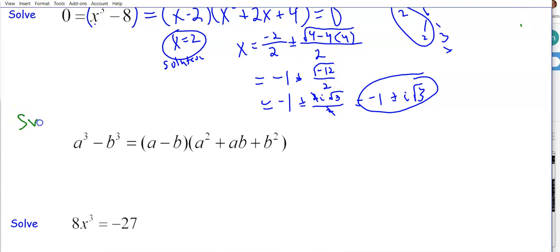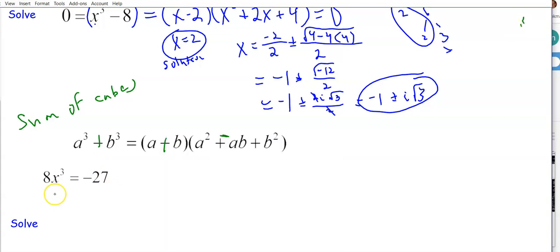The sum of cubes formula is the same as the difference of cubes, except this is a plus, this is a plus, and this is a minus here. So it's a minus. The last plus is always still the same, it's still a plus. Okay, so to solve this one, first of all, it doesn't look like the right form at all right now. So let's try to get it in the right form.